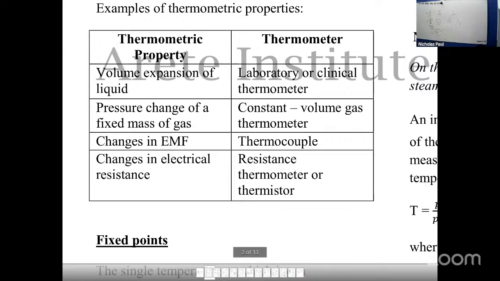Pressure. You have to remember those laws, because we're going to use them too. You all did the ideal gas equation in chemistry. We do the same thing in physics.